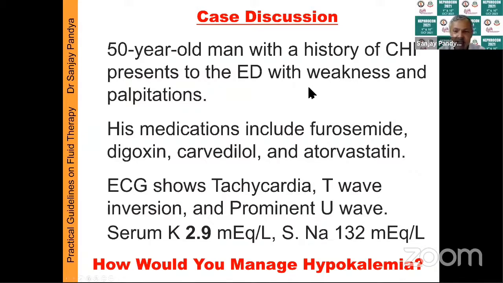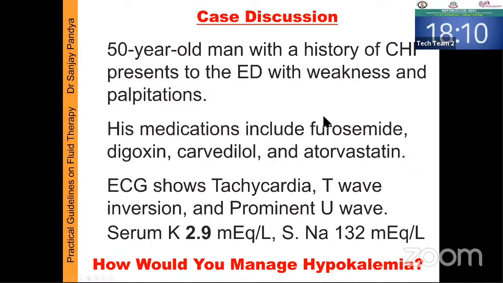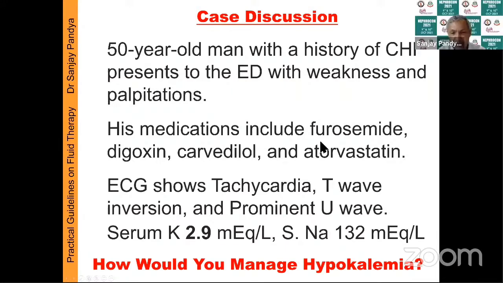His medication included furosemide, digoxin, carvedilol, and atorvastatin. In the ECG, there was tachycardia, T-wave inversion, and prominent U-wave. Potassium was very low, 2.9, and sodium was 132. Now the question arises: how do we tackle this patient with hypokalemia?